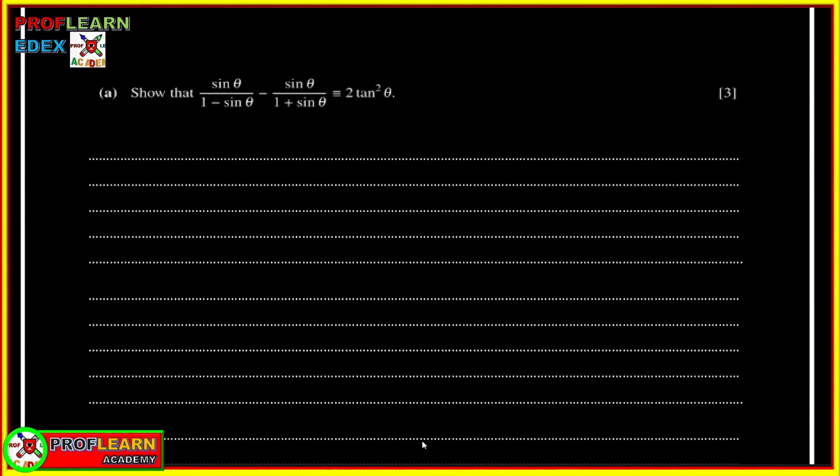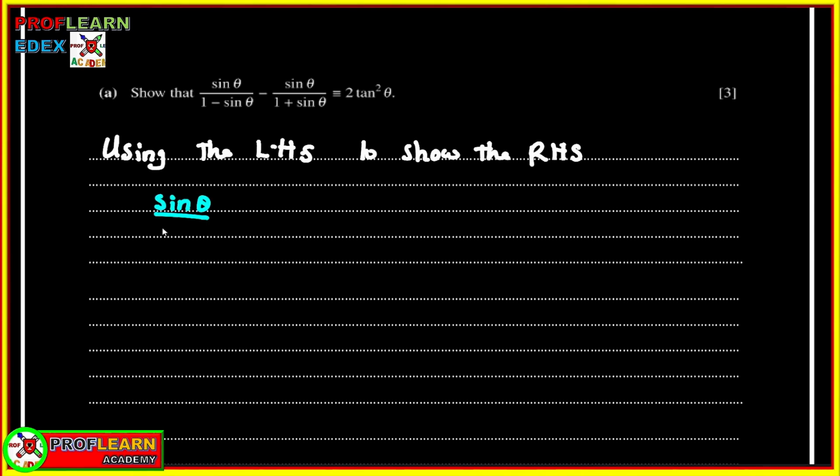So this means we need to use the left hand side to show the right hand side. Yeah. So let us start from the left hand side. Try to see if you work it out, can you arrive at the right hand side? Then my students told me we can use the butterfly method.